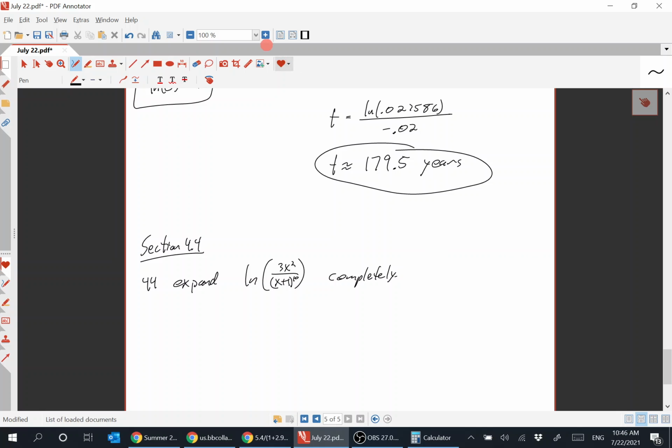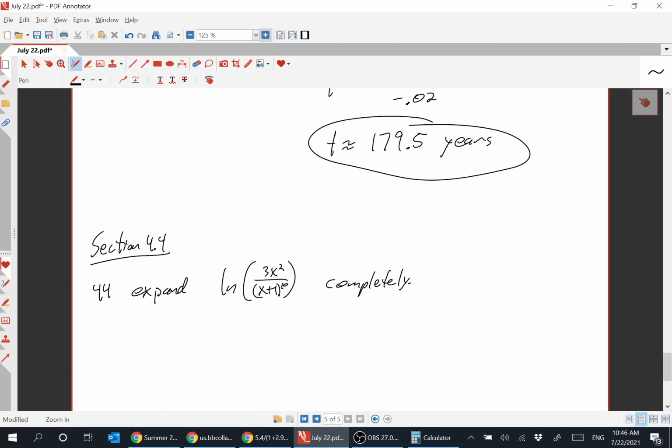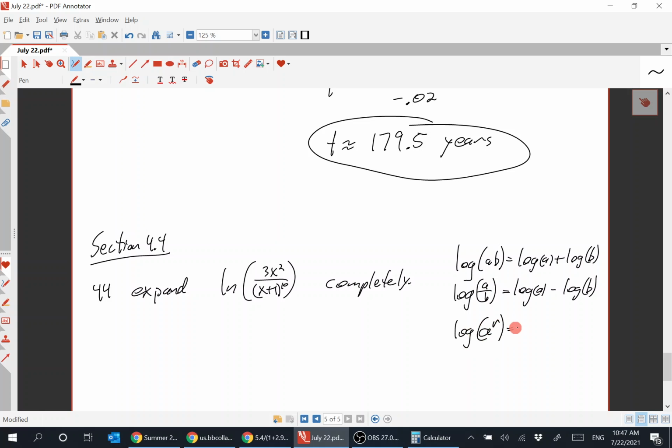So there were three rules for doing that. Not natural log, but any log of a times b is log of a plus log of b. Log of a over b was log of a minus log of b. And the one for dealing with exponentials, log of a to the r is r log of a. And this is for any base.